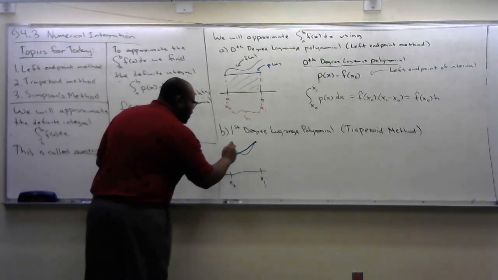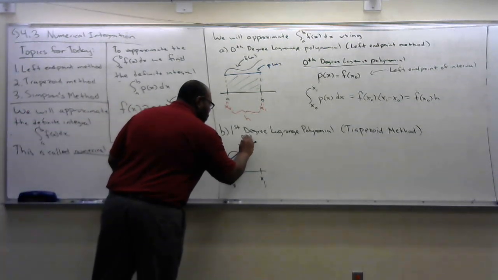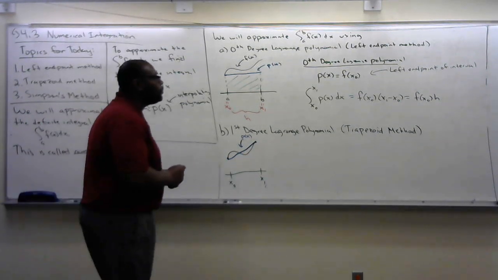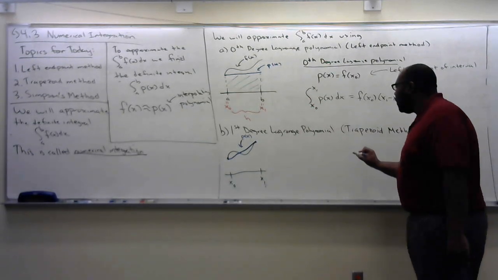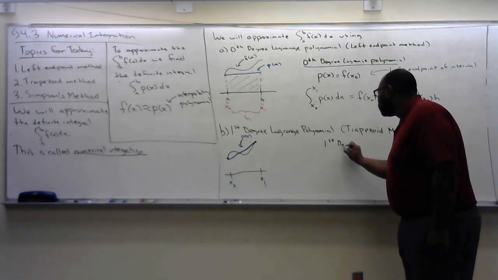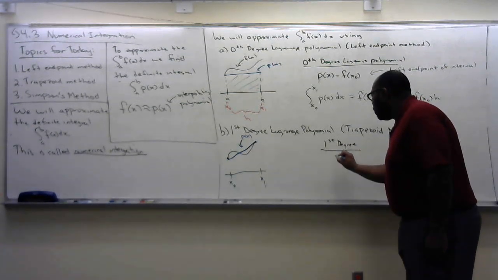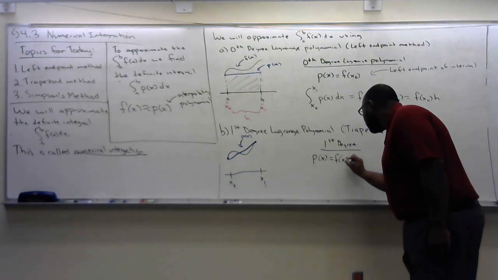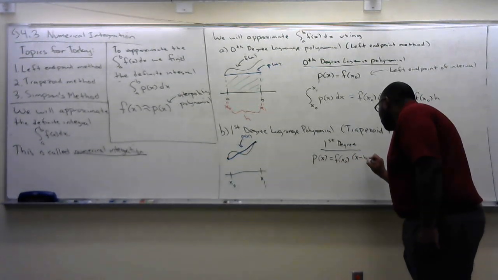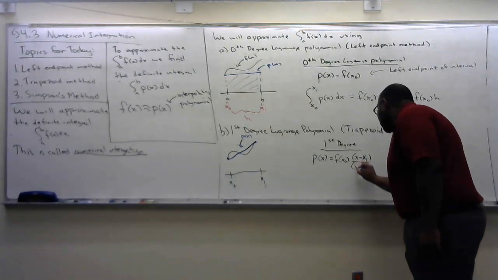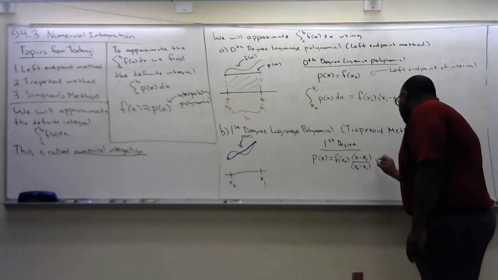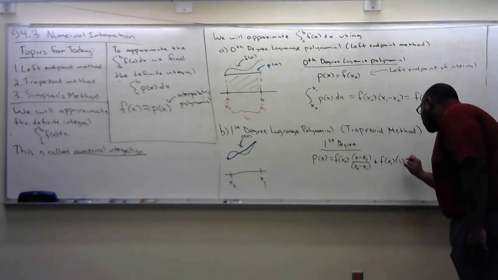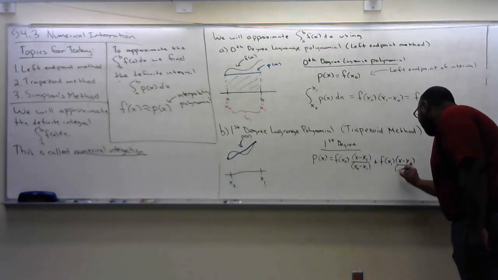So here's my p of x again. What does p of x look like? If you guys remember the formula for the first degree, we have p of x is equal to f of x naught times x minus x1 over x naught minus x1, plus f of x1 times x minus x0 over x1 minus x0.